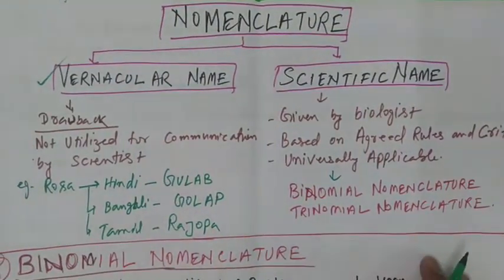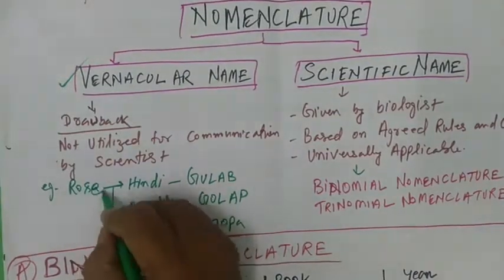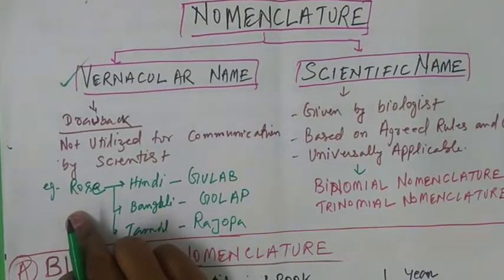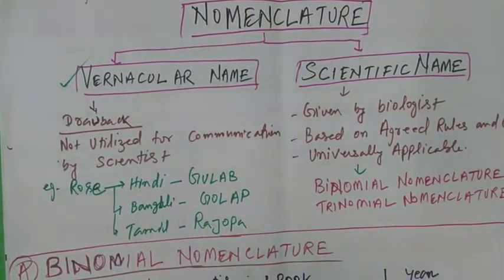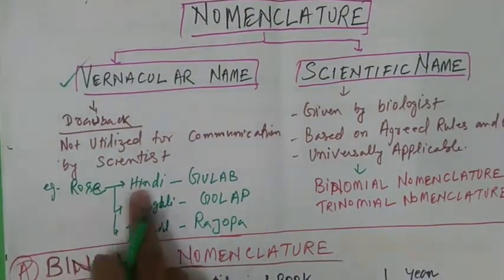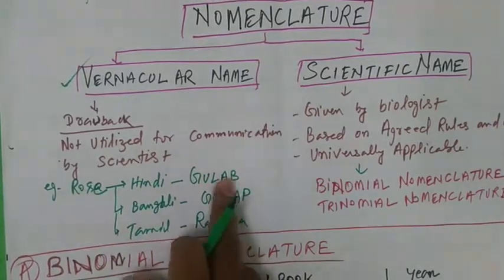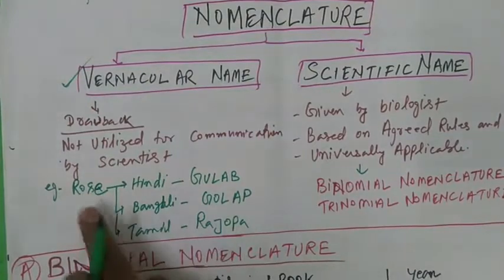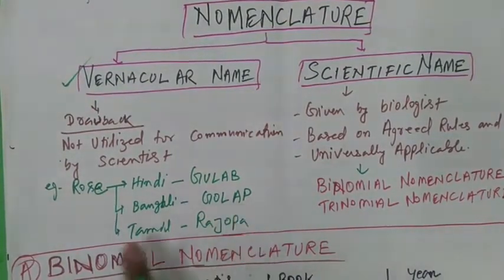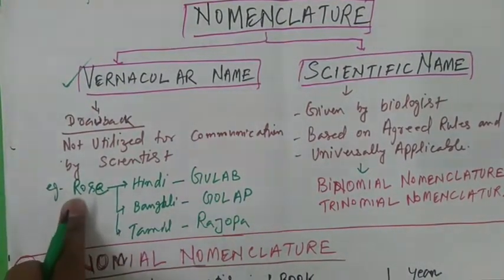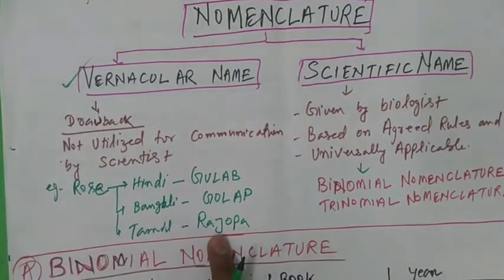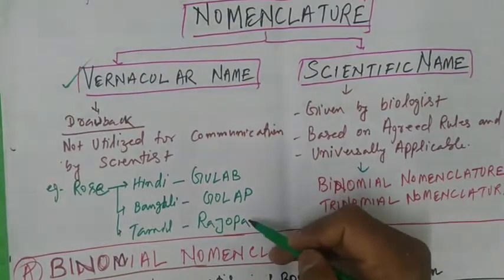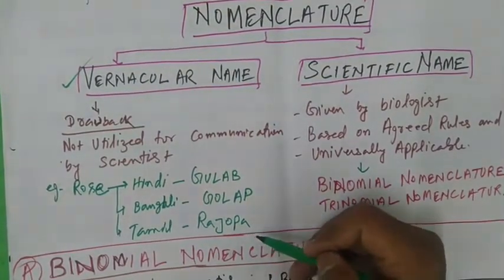Here I take the example of the rose, not Rosa, that's a rose. This is a well-known flower. I hope all of you know about that rose. In Hindi we say gulab to that rose. In Bengali we say gulab. And in Tamil, that same rose is known as rosapa. So there is a communication gap. So a Bengali speaker cannot understand what rosapa is.